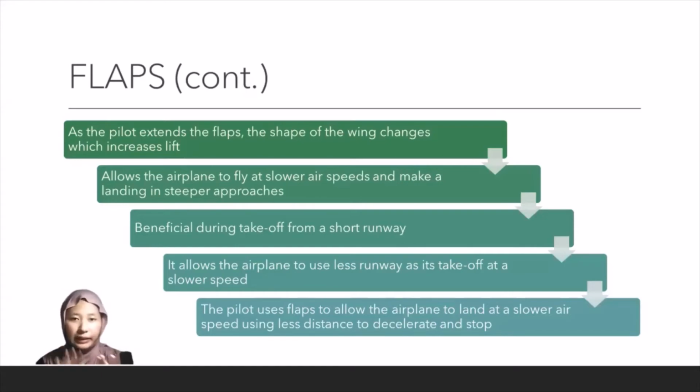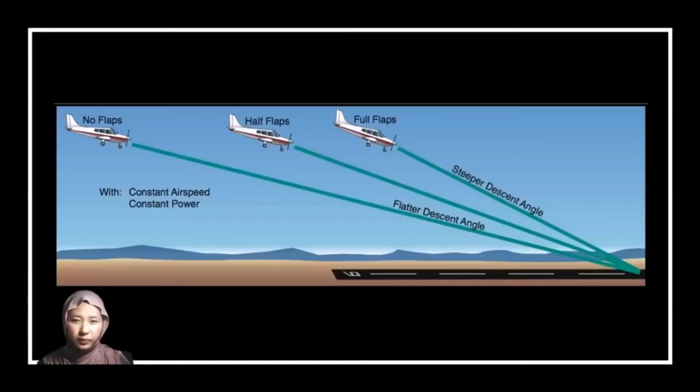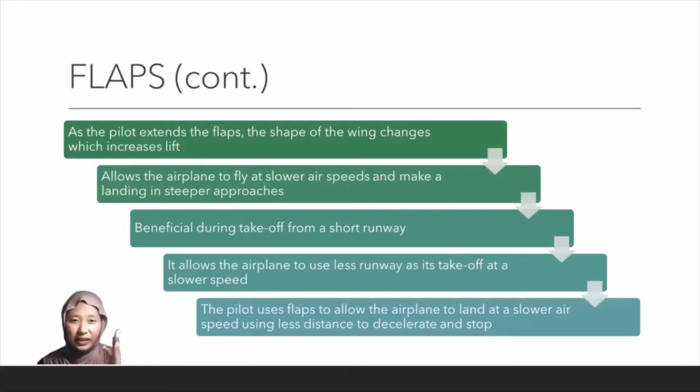Okay, as the pilot extends the flaps, the shape of the wing will change, which increases the lift and allows the airplane to fly at a slower speed and make the landing in a steeper approach. As you can see here, at full flaps it has a steeper descent angle, right? So it is actually beneficial during takeoff from a short runway, because it allows the airplane to use less runway as it takes off at a slower speed.